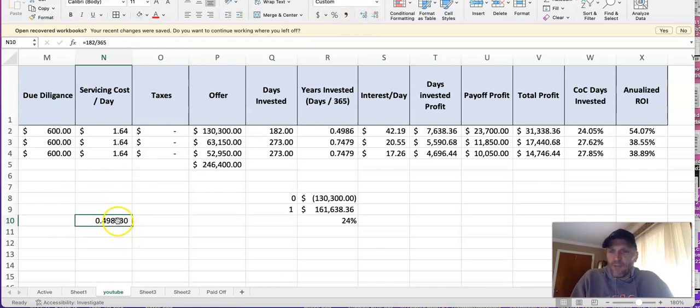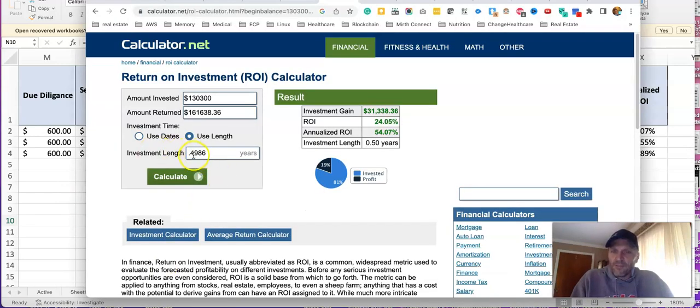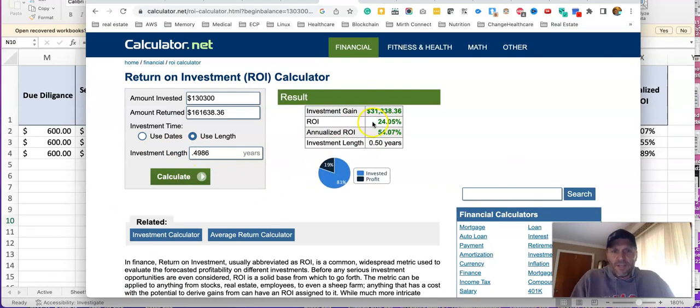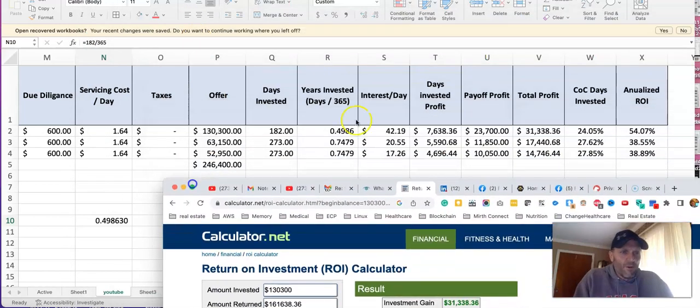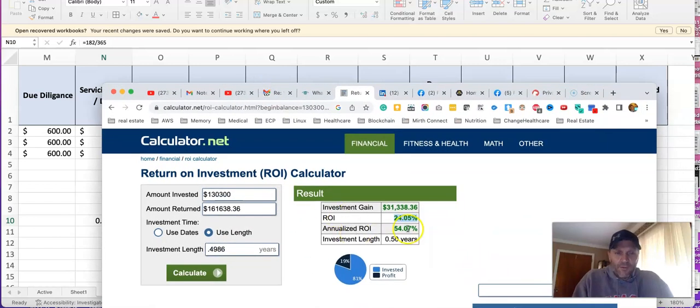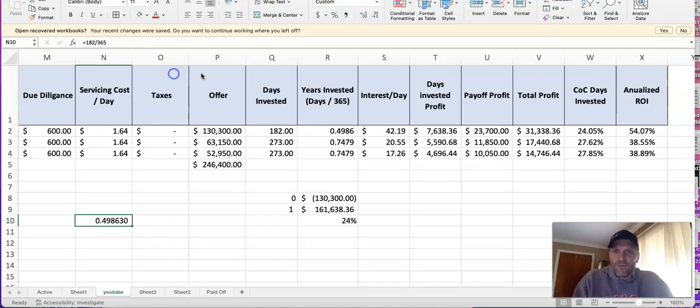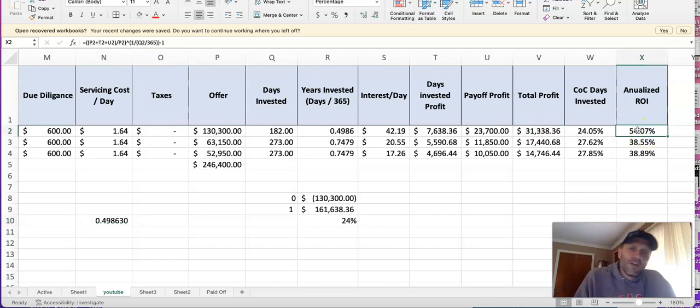0.4986. So that's the length in years, 0.4986. And if I hit calculate, you'll see that the rate of return is 24.05%. Let me get rid of that here. 24.05% here. And the annualized rate of return is 54.07% right there.